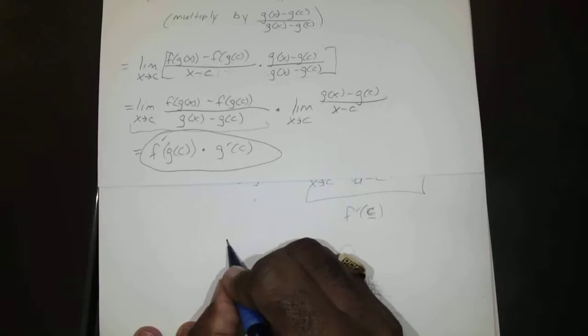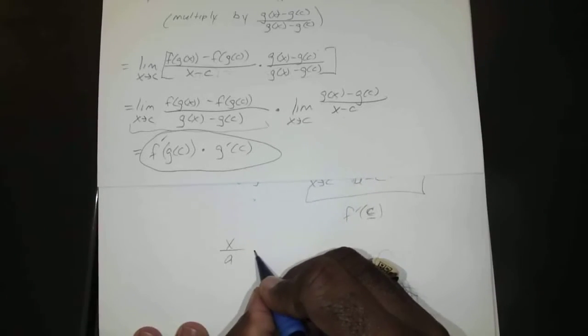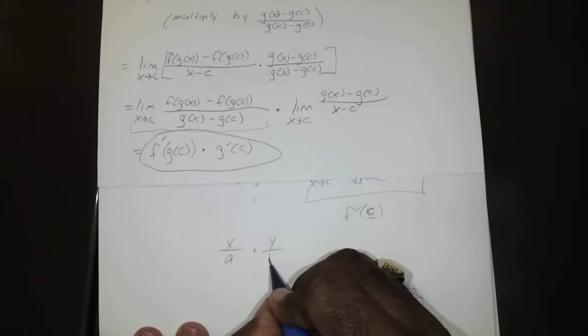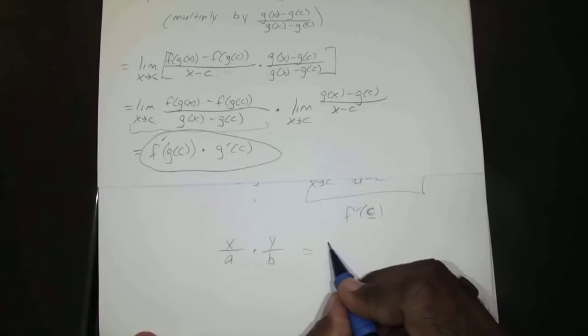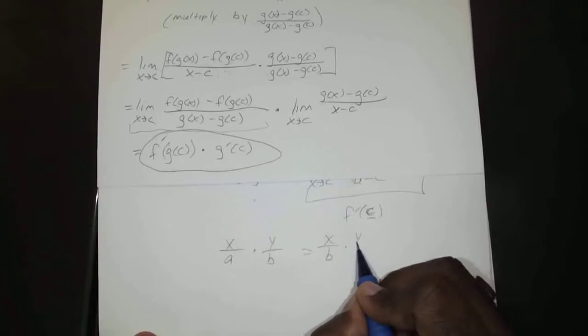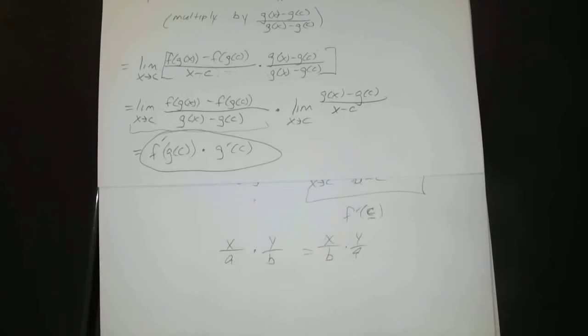So it's kind of like x over a times y over b. You can just make that x over b times y over a. Yeah. I know it's the way it's written, it's kind of tricky. You would just keep thinking, right. Okay, that makes a lot more sense now, thank you.